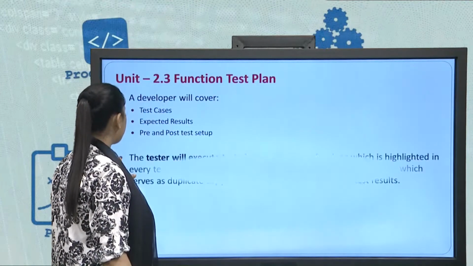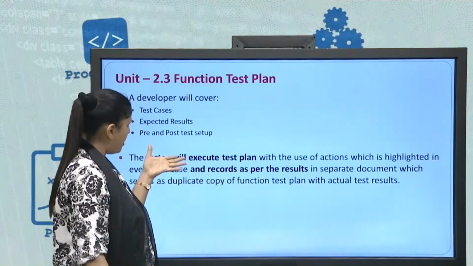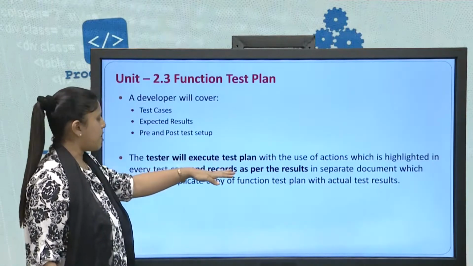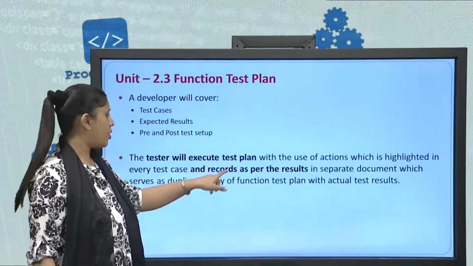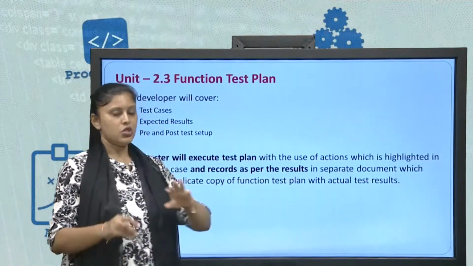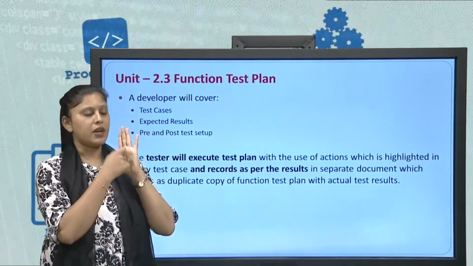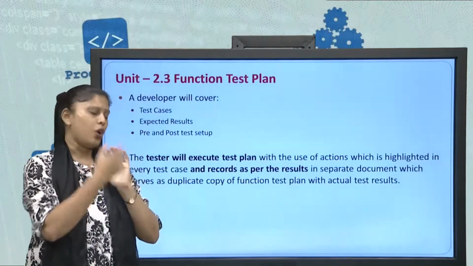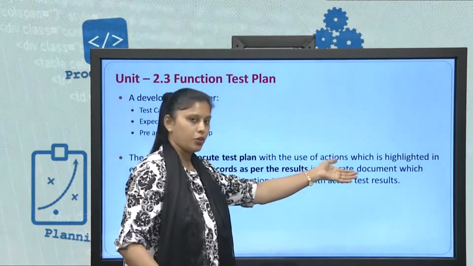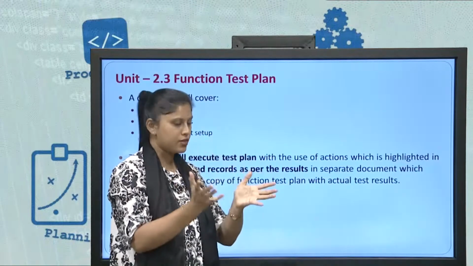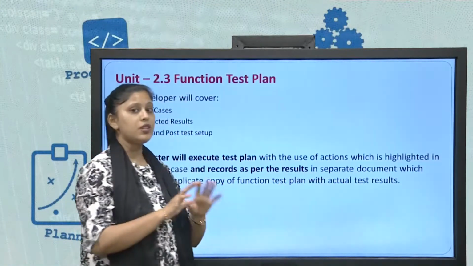setup. Alright, the tester will execute the test plan, whatsoever is being prepared, with the use of actions which are highlighted in every test case and records the results. So my tester will check the test plan. According to that test plan, he will perform the testing, and whatsoever report is generated will be documented in the form of a result in a separate document, which serves as a duplicate copy of the functional test plan with actual test results.